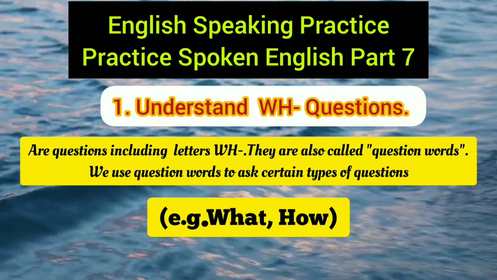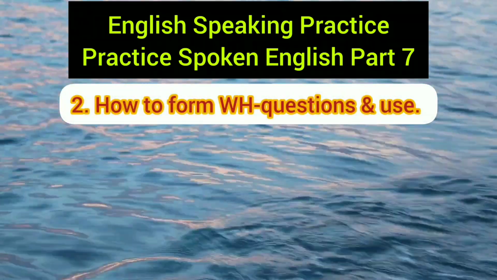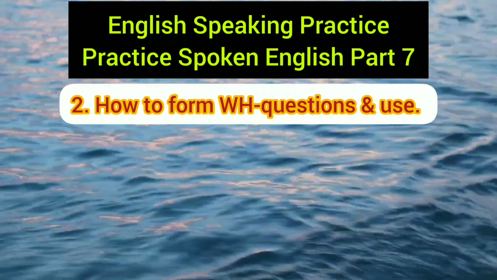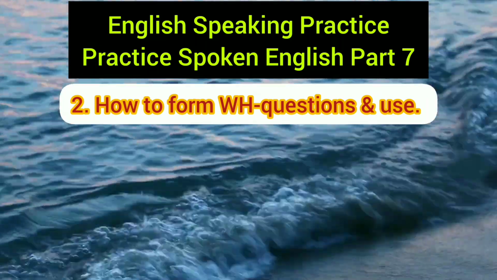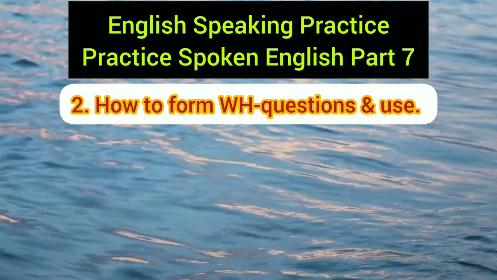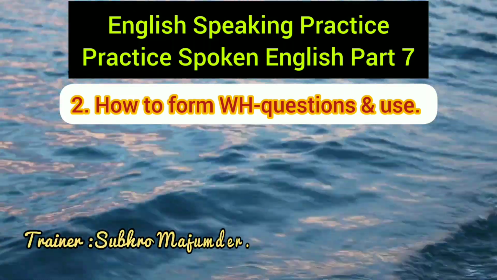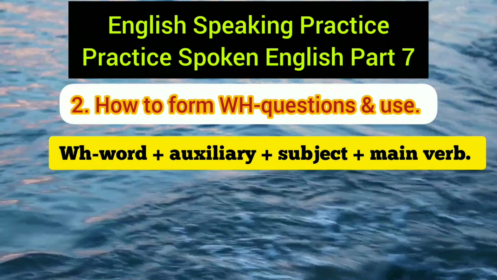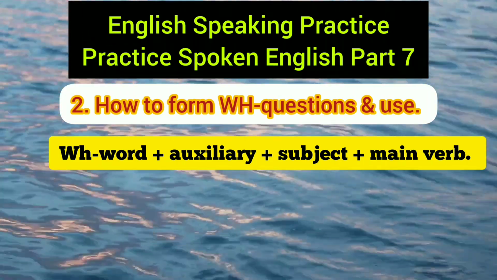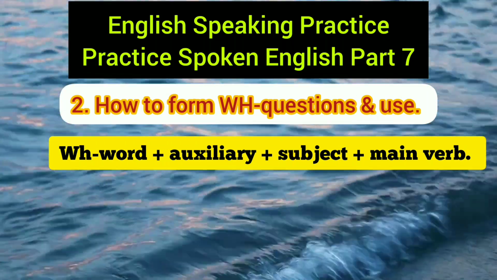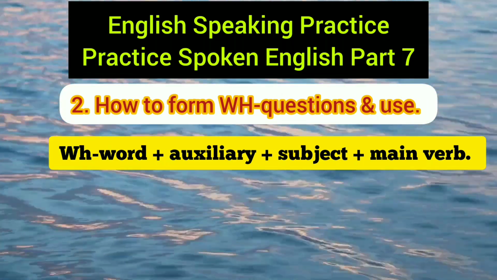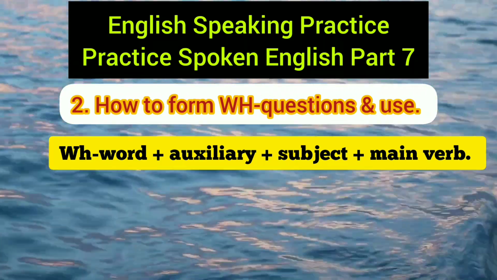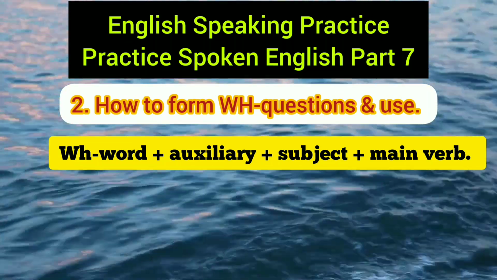Up next, we are going to see the second important thing which you see on your screen, how to form WH questions and how to use them. Let me break it up one by one. As you see on your screen, the first way to form a WH question is to use a WH word. As I have already discussed, WH words like what, how, when, these are WH words, we have to use them. Plus, you have to use the auxiliary verb and then the subject, and then you have to add the main verb. Like this way you can form a WH question.